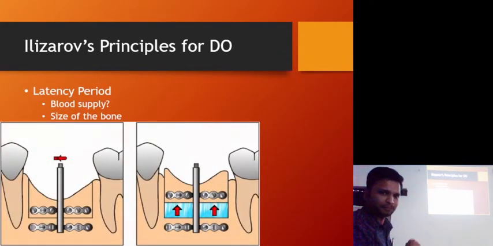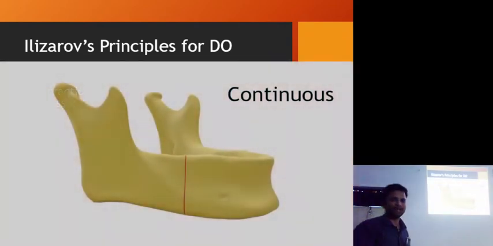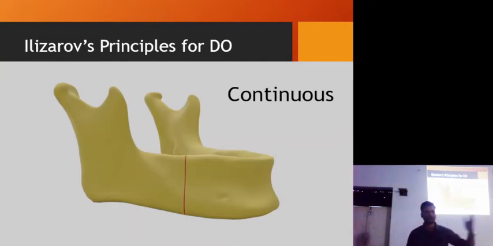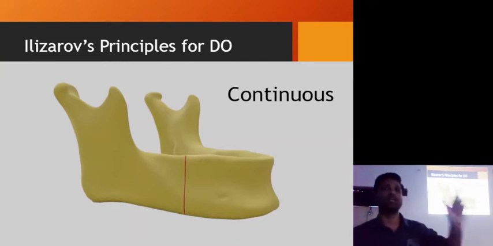Now we come to the next part, that is the distraction phase. In distraction there are two things, as I mentioned earlier, rate and rhythm. Rate is the amount of distraction done in one day, 24 hours.